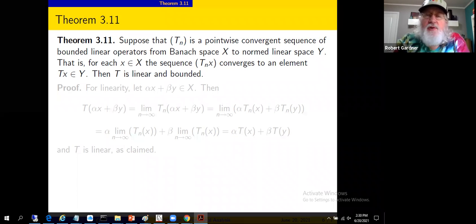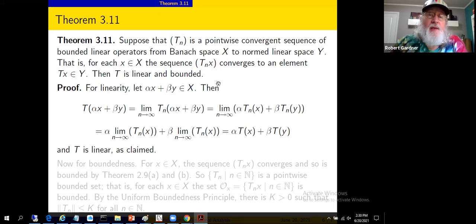Good news is there's no calligraphy fonts in this one. That was all taken care of by the uniform boundedness principle. Okay, an assumption of pointwise convergent sequences in this sense implies T is linear and T is bounded. Linear is easy. Take an alpha x plus beta y, a linear combination of vectors in capital X, and apply T to it. Well, you know, T is the limit of the T sub n's.